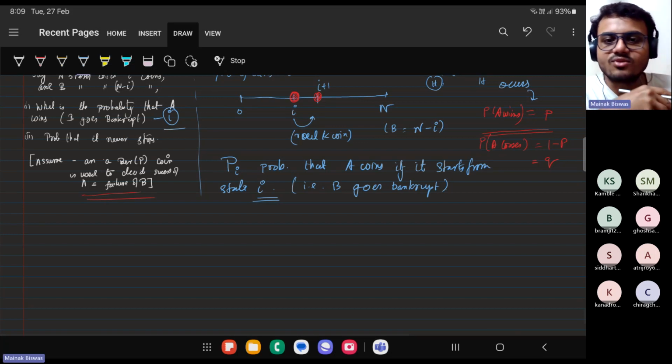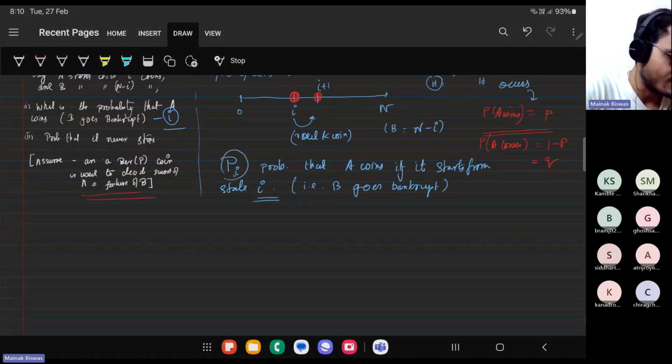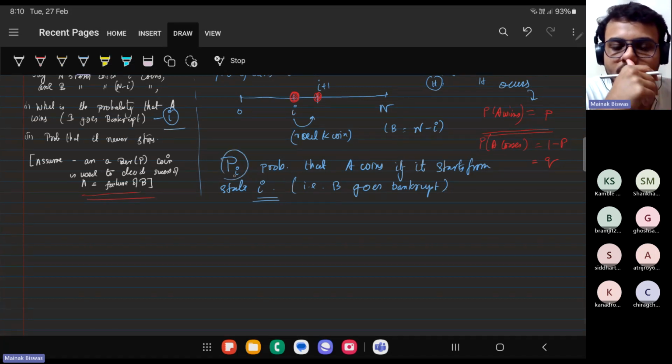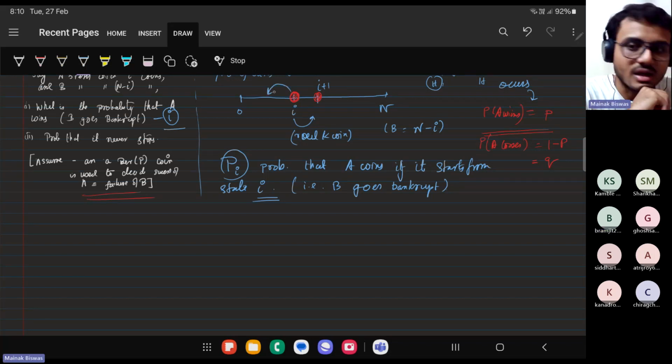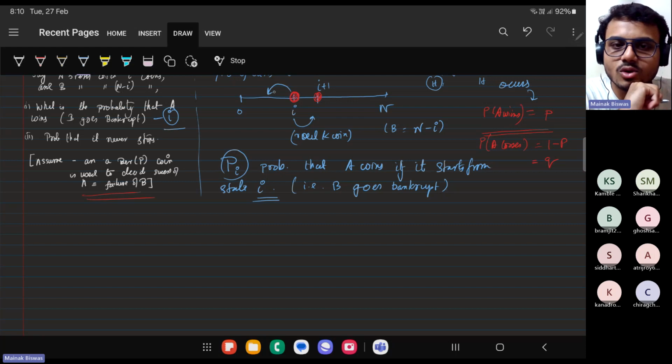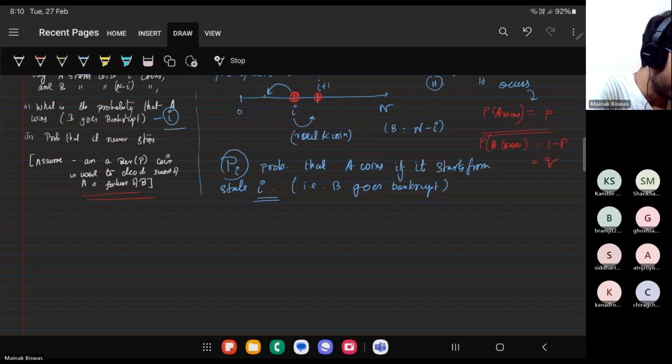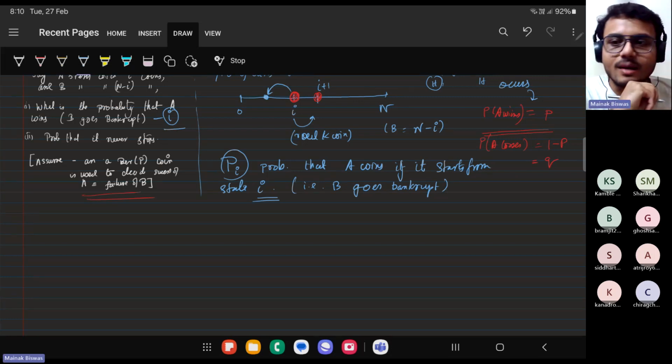So P_I starts from, say, I coins, and P_I is the probability that it wins. If it starts from the ith coin, what are the two options that can happen to it? Either I can go to I plus 1 or I minus 1 after the toss. Correct. Do you agree? Very good.